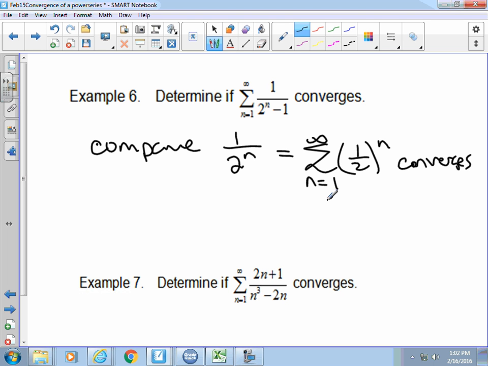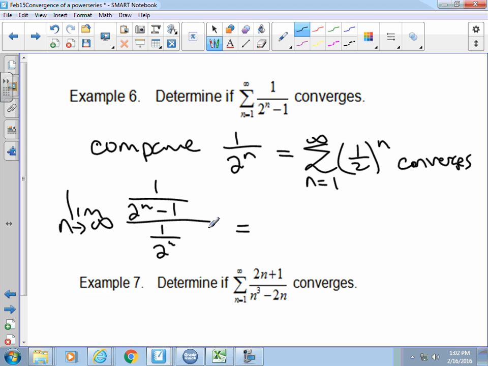The limit comparison test. So direct comparison didn't work. Remember I told you direct comparison is a little more of a shot in the dark because you have to have a floor or you have to have a ceiling function. Limit comparison is a much better test. You will use it much more often because it doesn't have as strong requirements. So I'm going to do that limit. What should I do? Good. So I get the limit as n approaches infinity of 1 over 2 to the n minus 1 times 2 to the n.